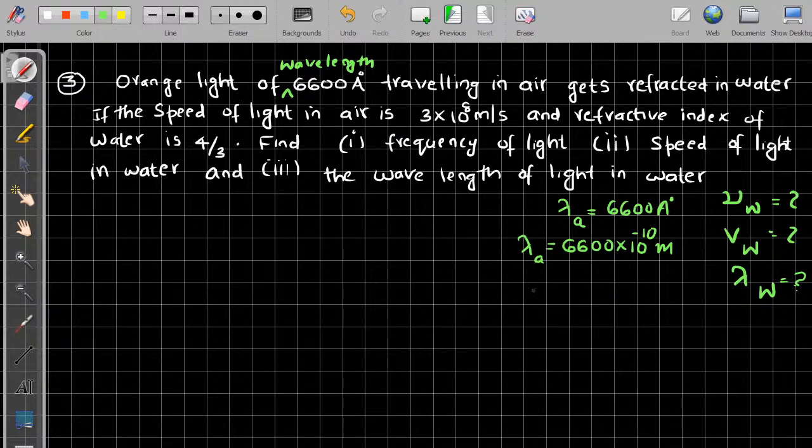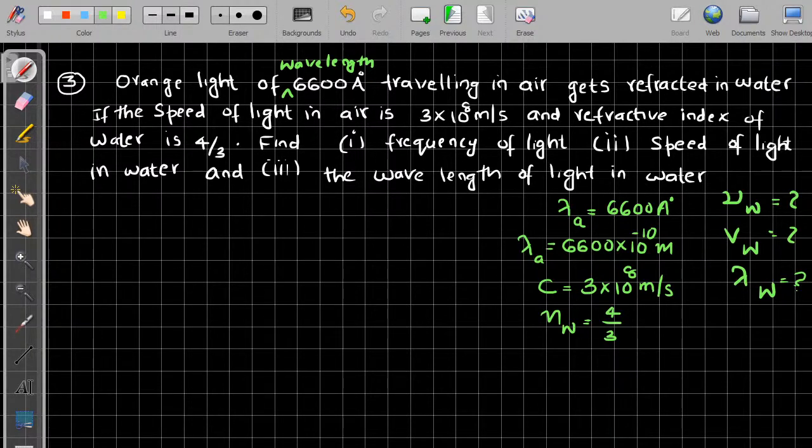Then speed of light in air is given. That is actually a constant. Even if they are not providing it, it's not a big problem for us. Then refractive index of water is given. I will write it as NW to represent the refractive index of water.